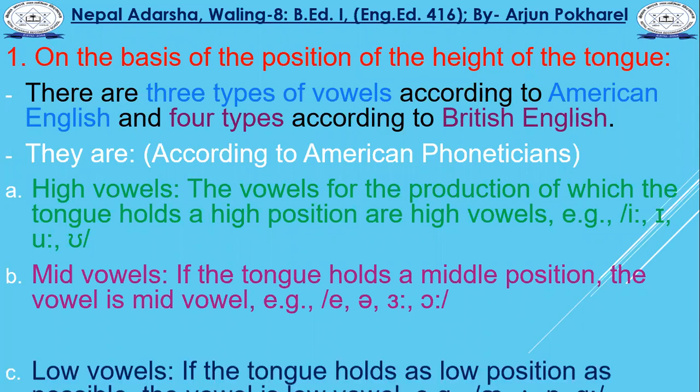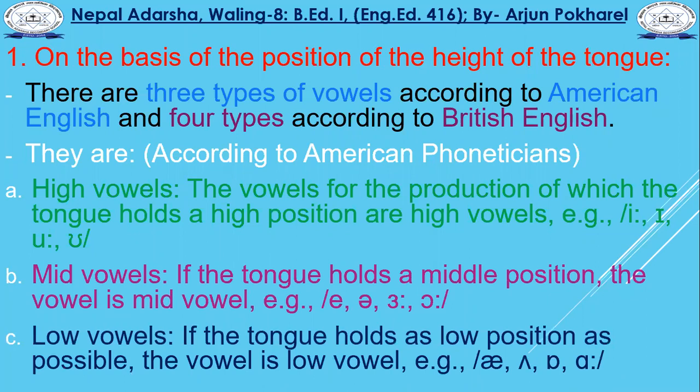So there are high vowels and mid vowels. If the tongue holds a middle position, the vowel is a mid vowel. These are mid vowels in English. And then low vowels. If the tongue holds as low a position as possible, the vowel is a low vowel.